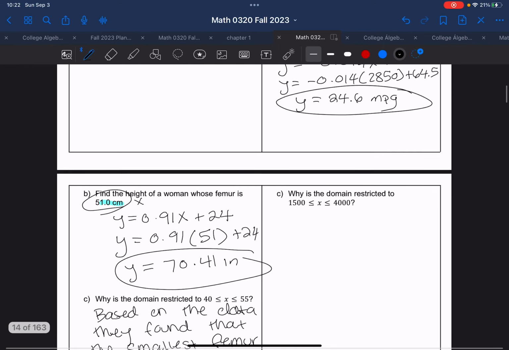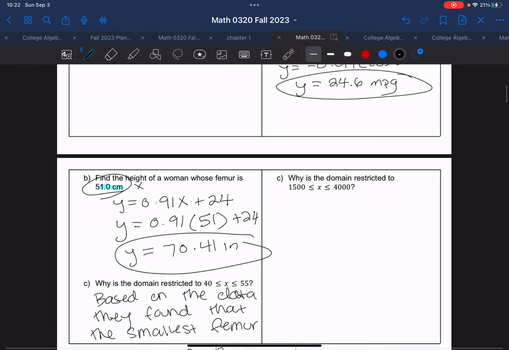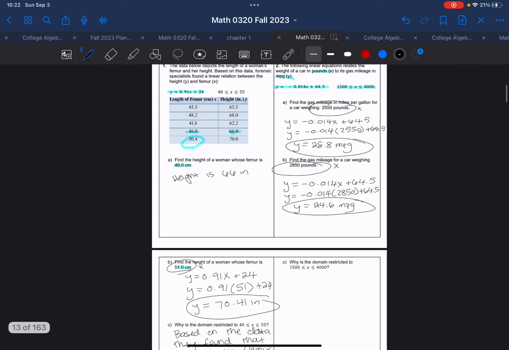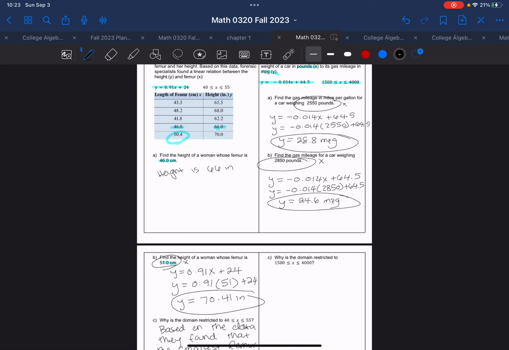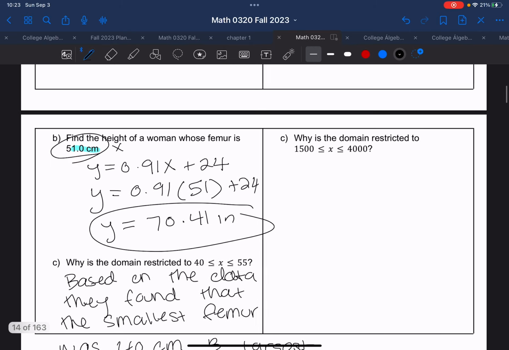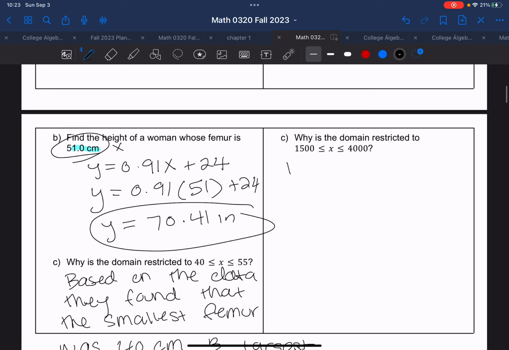And then lastly, it says, why is the domain restricted to 1,500 and 4,000? We could say multiple things about this. We could say that the data that was used to create this relation, the lightest car they had was 1,500 pounds and the heaviest 4,000. So we're basing off the data that we have.